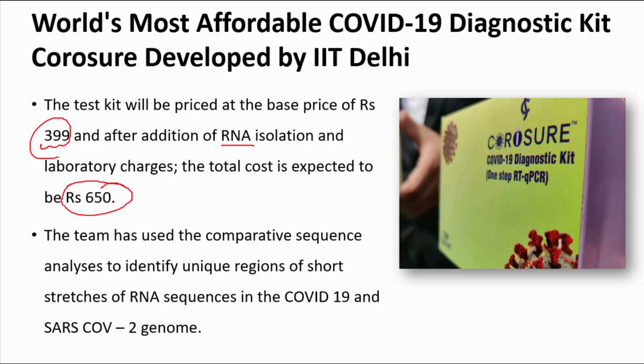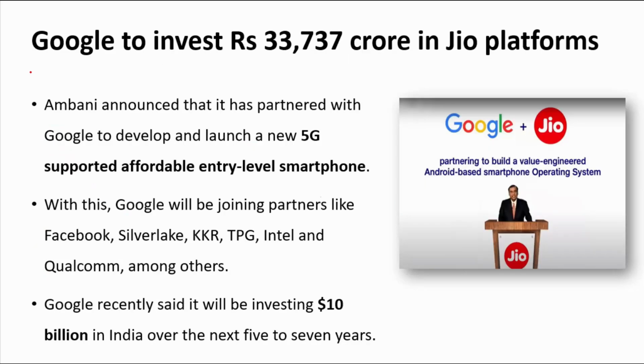So when we talk about the Corosure, the IIT team has used comparative sequence analysis to identify unique regions of short stretches of RNA sequences in COVID-19 and SARS-CoV-2 genomes, and that is how they developed this particular kit. Moving ahead, the next article is about the Google investments, and yes, we also discussed this yesterday, about the Google plan to invest in India. So this is in continuation with the same.